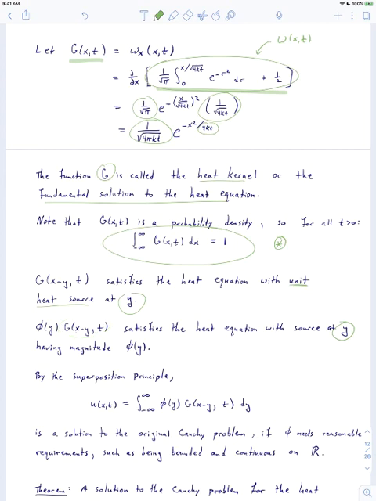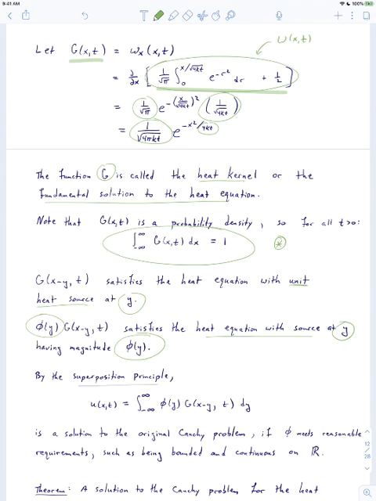It's happening at y. And if it was a unit source, then we would just have g at x minus y comma t, because you're multiplying by 1 to get the right value. But if it's not a unit source, but a source having magnitude phi at y, then you multiply g at x minus y comma t by that magnitude phi at y. So this will satisfy the heat equation with source at y having magnitude phi at y.